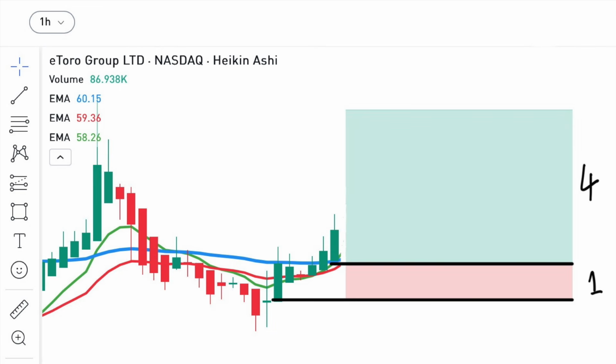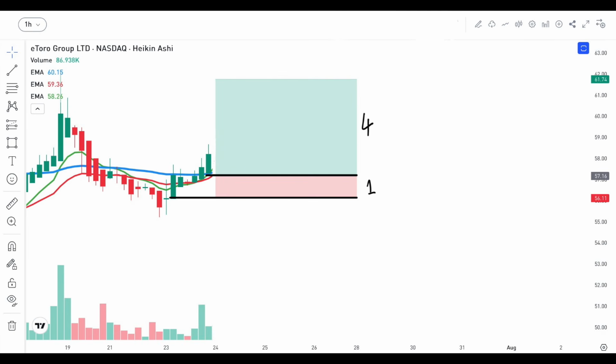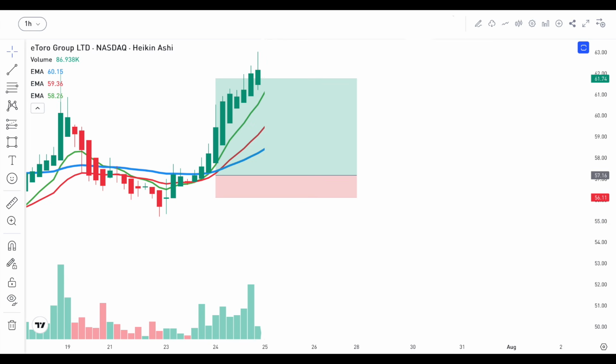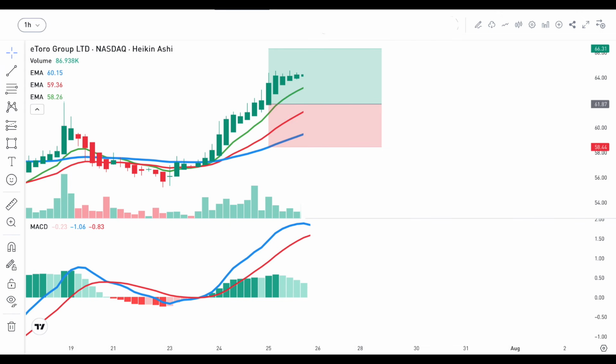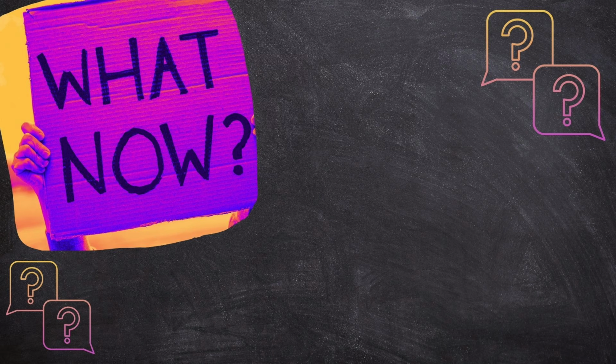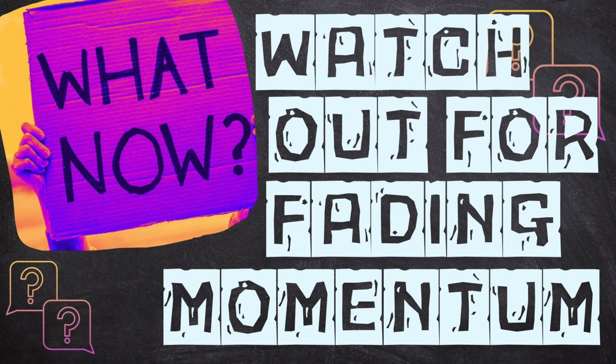From here, my rule is simple. As long as price stays above all 3 EMAs, I keep trailing my stop loss, and I will keep a close eye on the MACD histogram for potential signs of bearish crossover. So what am I trying to do? I'm trying to spot early warning signs before the reversal hits and take away my profits.